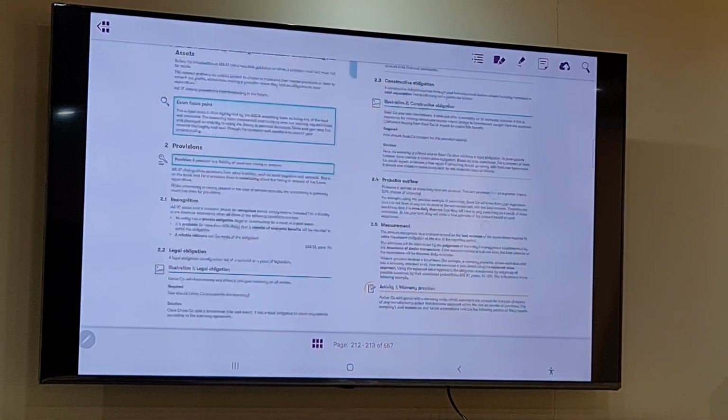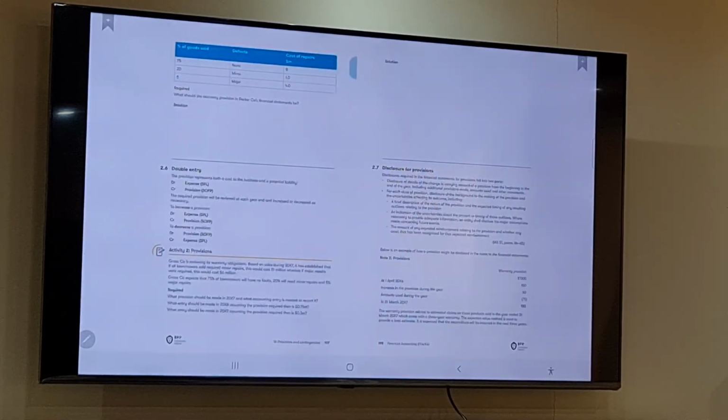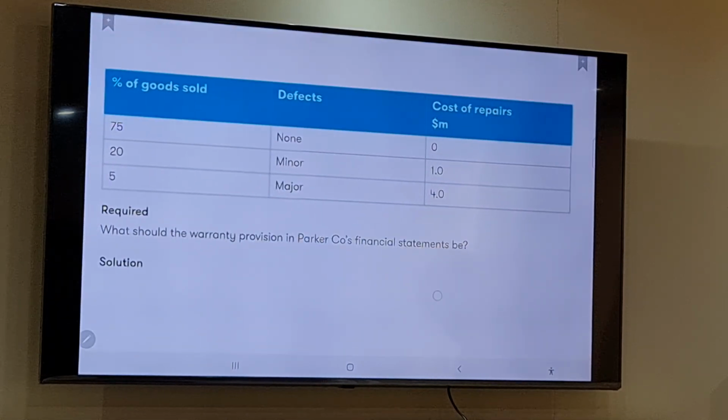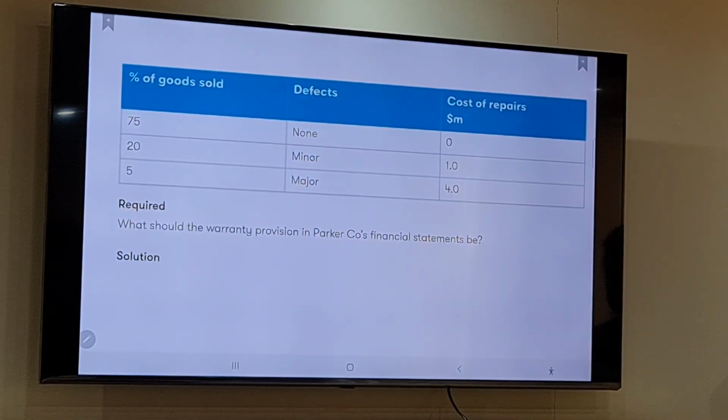Okay, now can we try this question? Can I move to the next page? If you understood the discussion, what I did, get the answer to this.